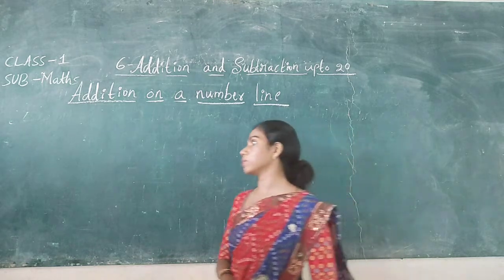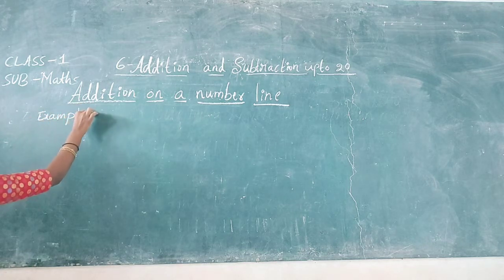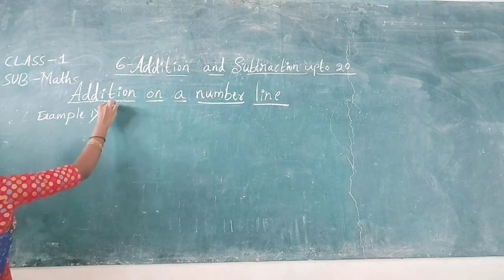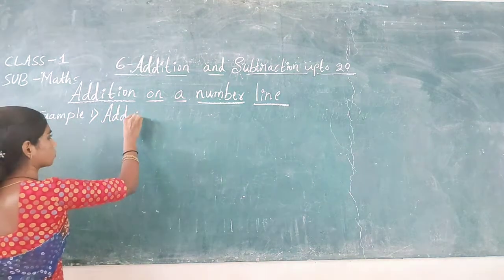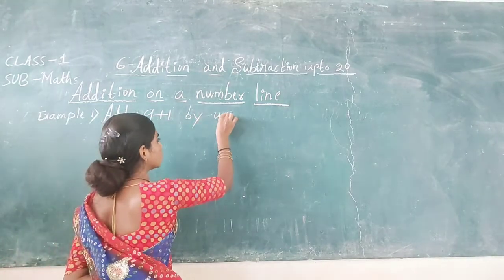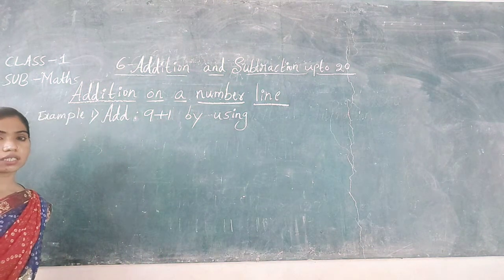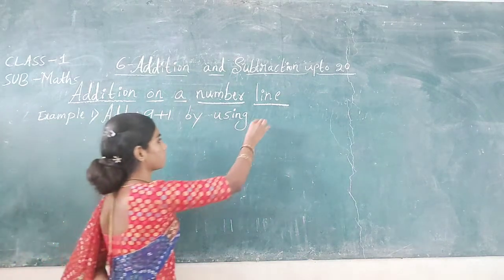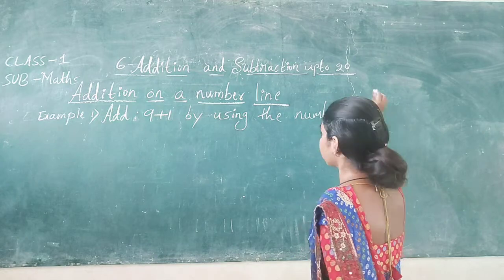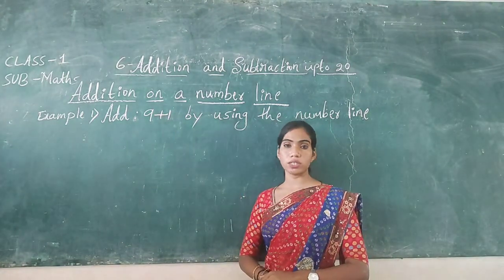Let us take one example. Example number 1. Add 9 plus 1 by using the number line. So add 9 and 1 by using the number line.